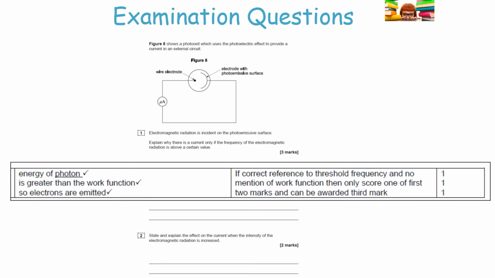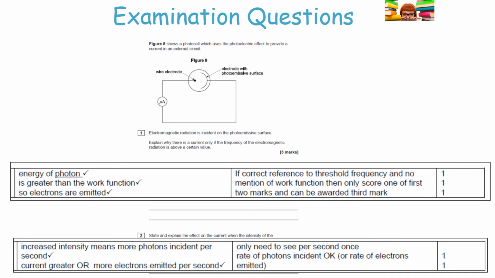Now the next question: state and explain the effect on the current when the intensity of the electromagnetic radiation is increased. Well, again, remember, what do we mean by intensity? Well, intensity means how many photons hit the surface in a particular time per second. So if we increase the intensity, more photons are incident every second. So this means that in the one-to-one interaction of photons to electrons, there's more photons absorbed by electrons per second, so therefore more electrons are going to be emitted. Now we can say that more electrons are emitted because we already know that electrons are being emitted from the previous question, so we can state that fact.